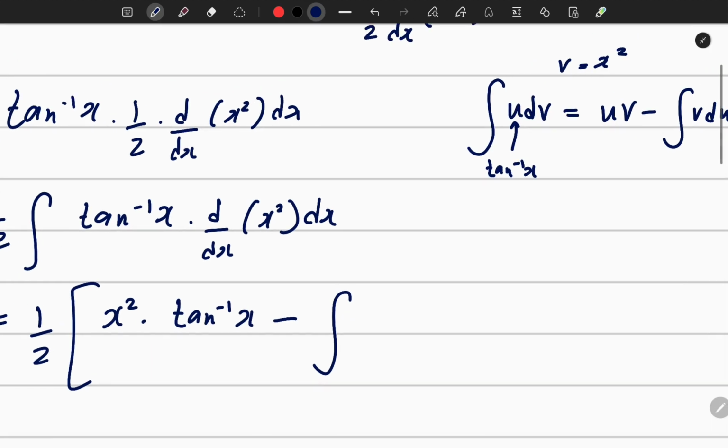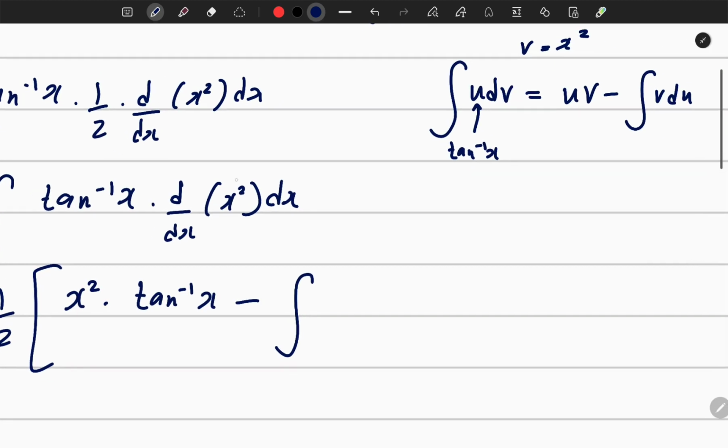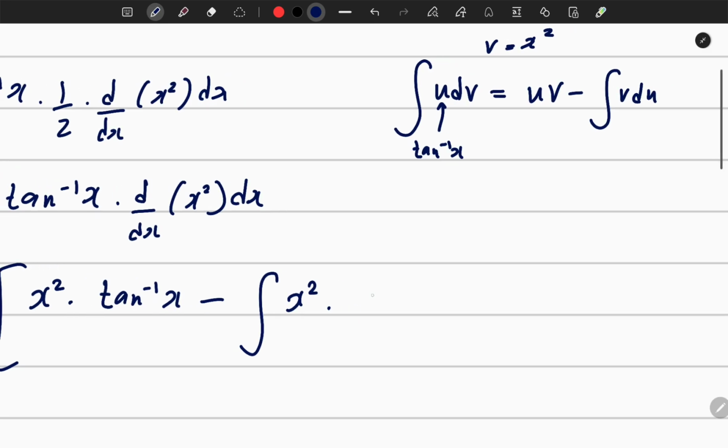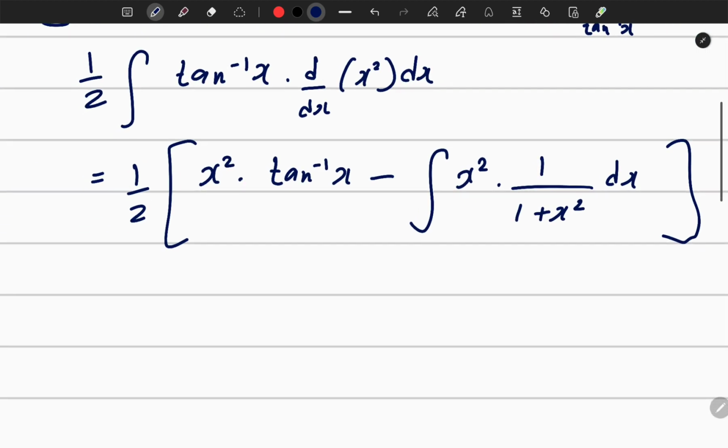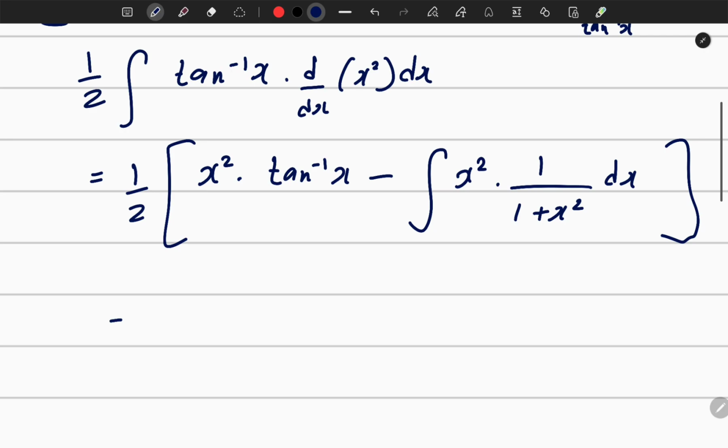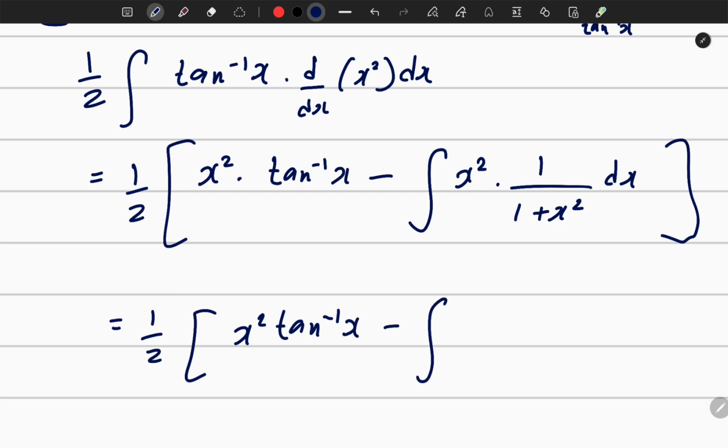minus the integral of x square times the differentiation of tan inverse x. Differentiation of tan inverse x is what? It is 1 over 1 plus x square dx. So here there is a closing bracket. So it is 1 over 2 x square tan inverse x minus the integral of x square over 1 plus x square dx.